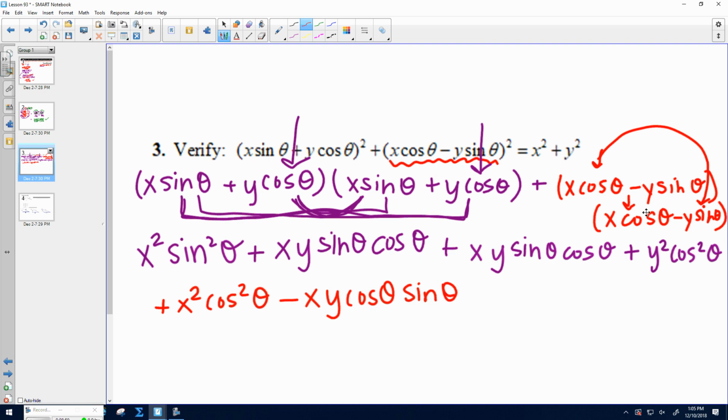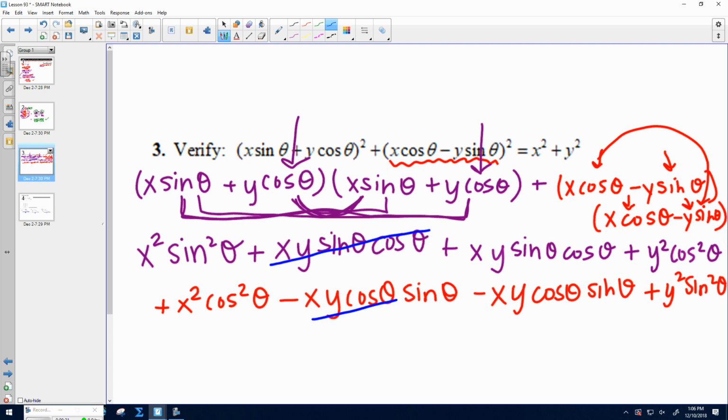And we have another thing in the middle that's exactly the same, right? Minus another one, xy cosine theta sine theta. And then we multiply the last term times the last term. A negative times a negative is a positive. y times y is y squared sine squared theta. All right, if you can FOIL them out correctly, the rest of this is really easy because a lot of stuff cancels. So I have plus xy sine cosine minus xy sine cosine. And this guy right here, plus xy sine cosine minus xy sine cosine.